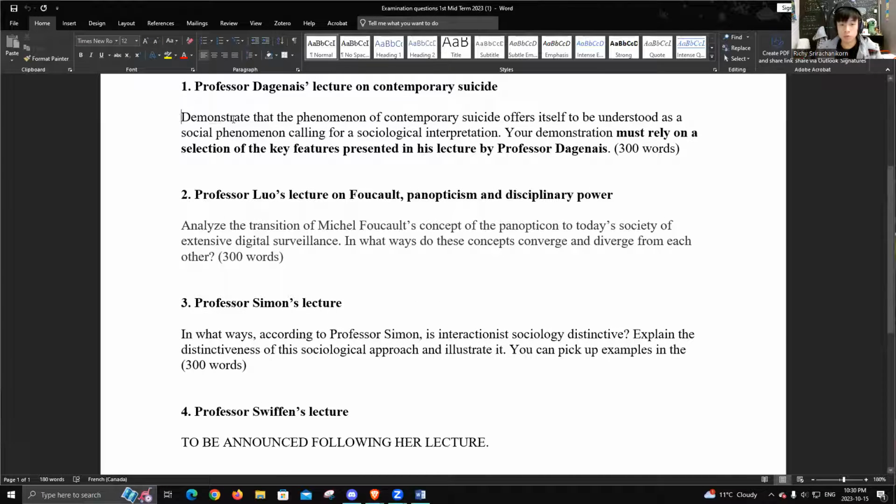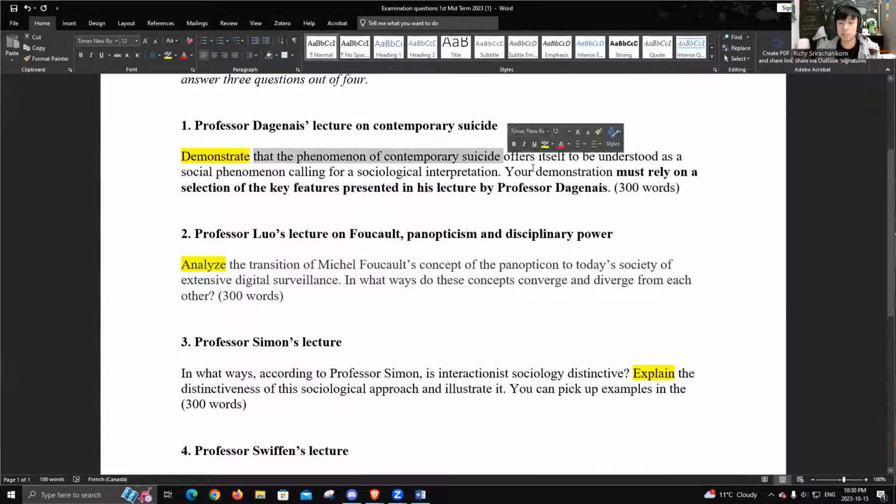Now I will go over this during the exam prep sessions, but be sure to note these keywords, right? Demonstrate, analyze, explain. These are kind of giving you the pointers of how to approach this answer, right? So for the first one, demonstrate the phenomenon of contemporary suicide offers itself to be understood as a social phenomenon, right? So first and foremost, contemporary suicide, social phenomenon, how?